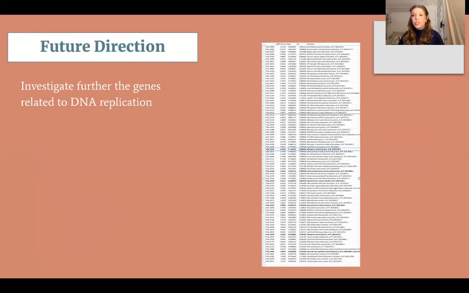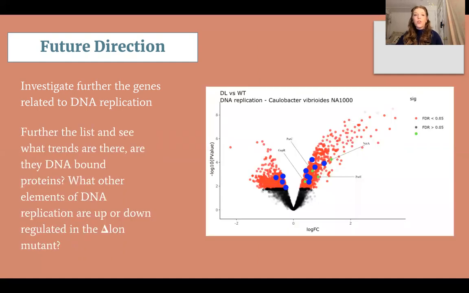So there's a lot of future direction with this. Obviously, my results are not complete. So what I want to do is investigate further the genes related to DNA replication. This is the list I have so far, but I want to look into it further, and I want to see what trends they are. So obviously we have these trends. I just want to see what kind of correlations they're going to be making. There's a lot more investigation to be done on this project specifically. My results are not anywhere near complete, but hopefully they will be.